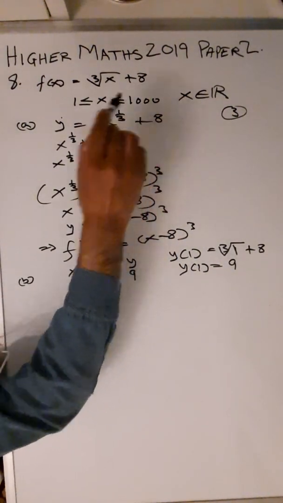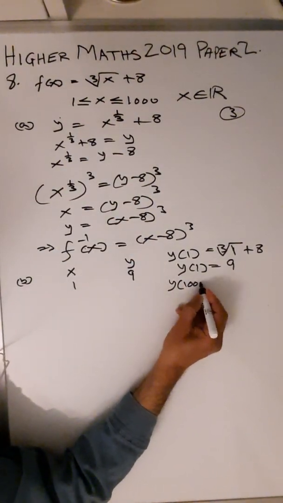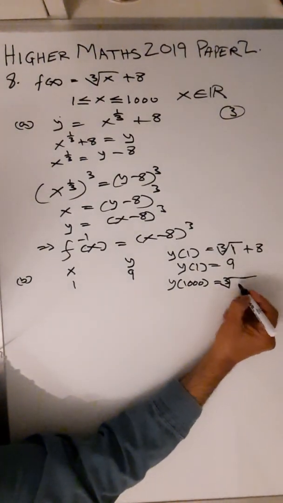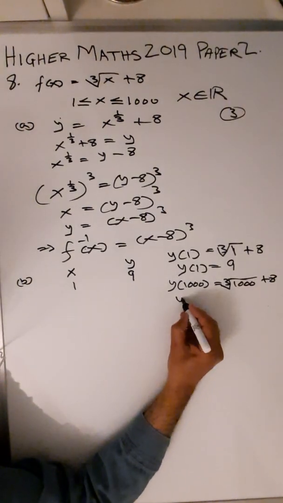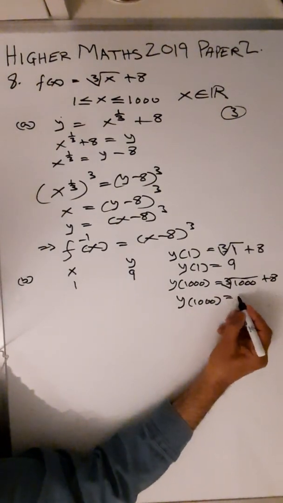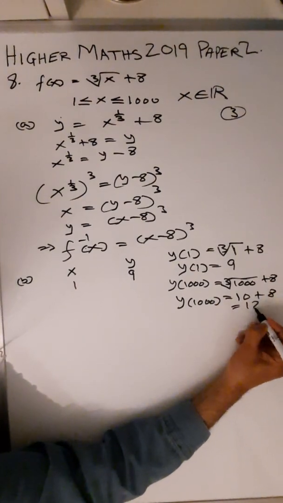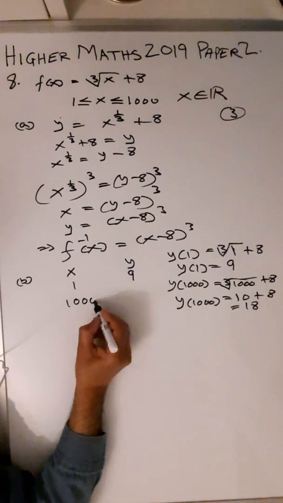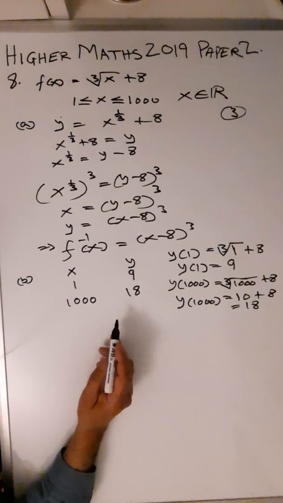The other end is 1000. So what is y when x is 1000? So put 1000 in there, so the cube root of 1000 plus 8. So that would give you y. What is y when x is 1000? The cube root of 1000 is just 10. 10 plus 8 is 18. So when x is 1000, y is 18. So this is the domain of the inverse function.